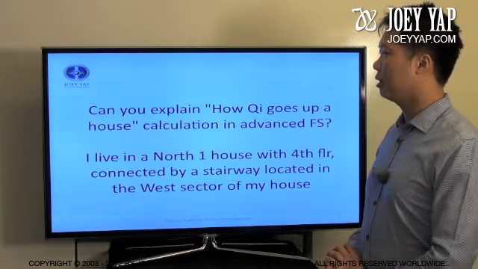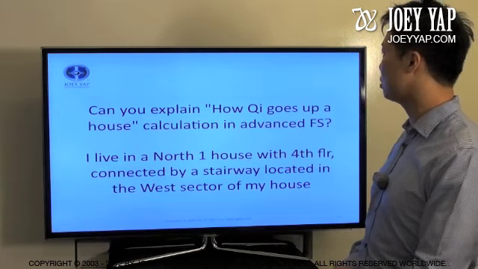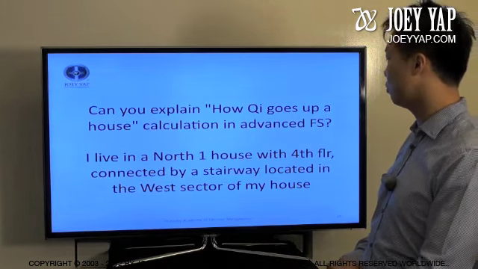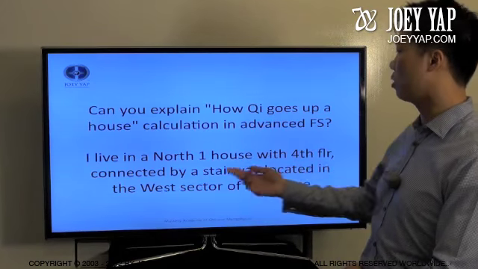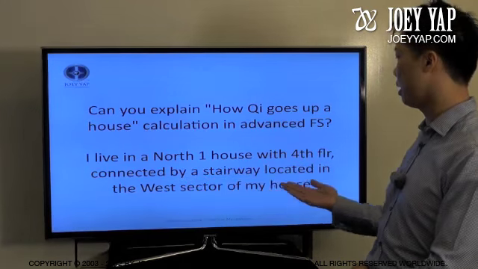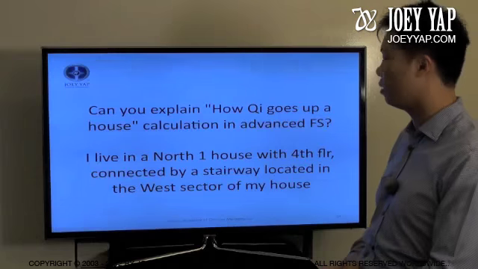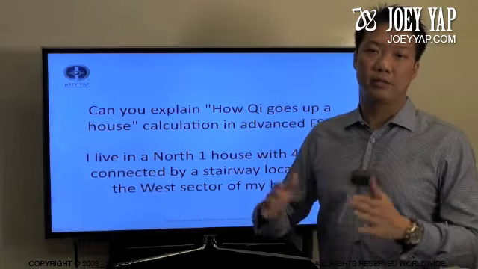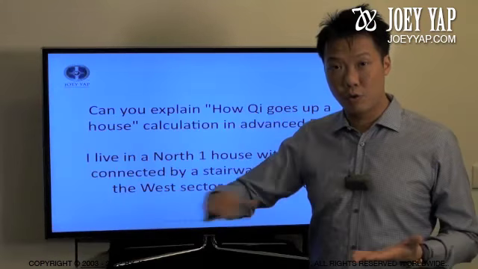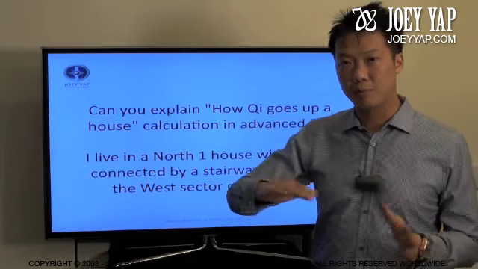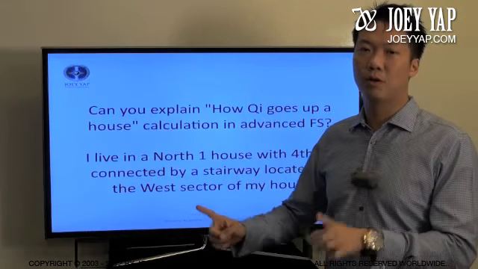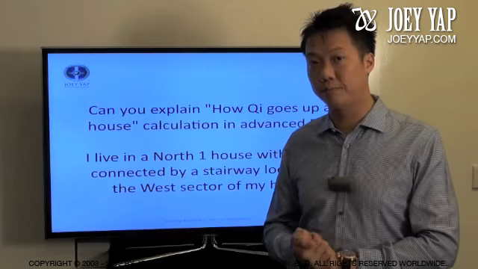Now, can you explain how Qi goes up a house calculation in advanced Feng Shui? I live in a North 1 house with 4 floors connected by a stairway located in the west sector of my house. Okay, the Qi always is like this. For the first floor, the ground floor, depending on which country you are, meaning I'm talking the level on the ground, main Qi always comes in from the ground level, okay?